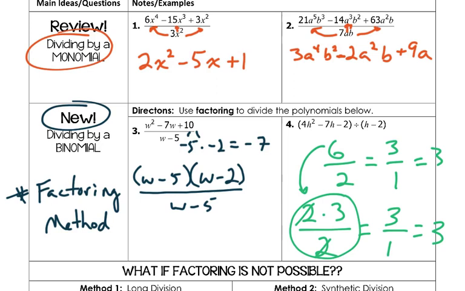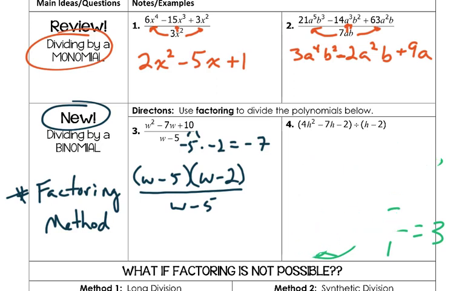So I'm going to erase that. Hopefully that made some sense. If not, you'll see right here. Do we have any factors that are the same over here on the left side? We do. We have w minus 5 and w minus 5 right here. Because they are the same, when we divide them, they both become 1.